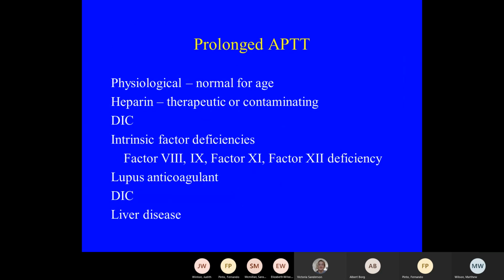So just to summarize, a prolonged APTT can be physiological, normal for age. Other causes are heparin contamination, DIC, problems with the intrinsic pathway, a lupus anticoagulant, or liver problems. Next.